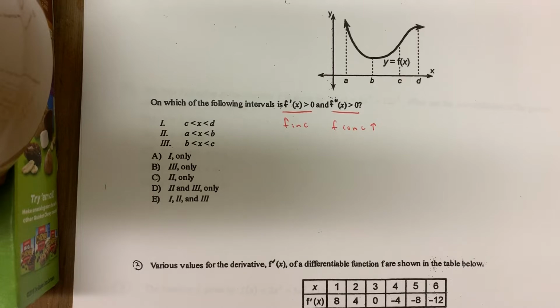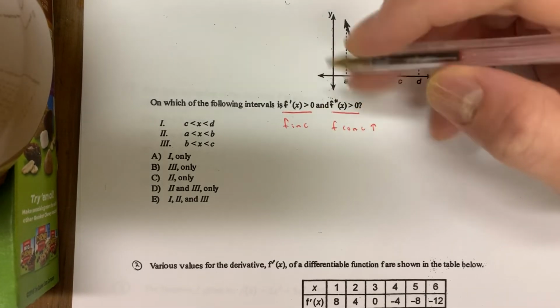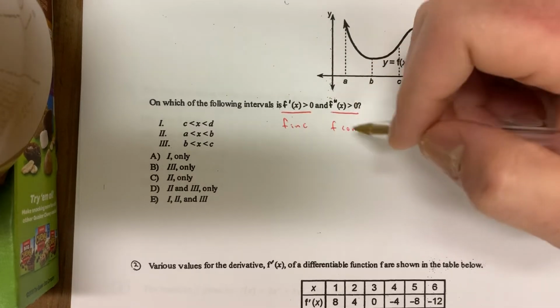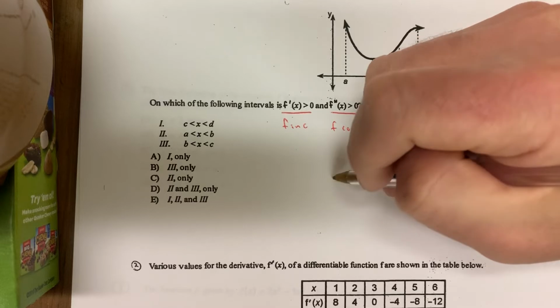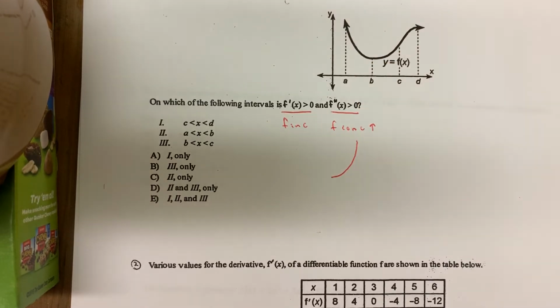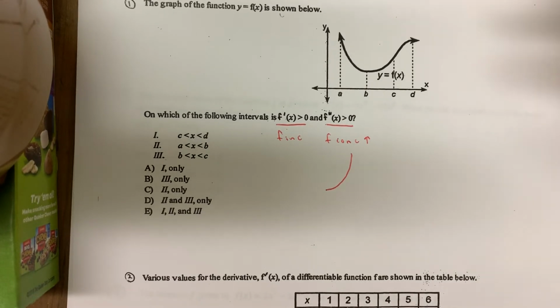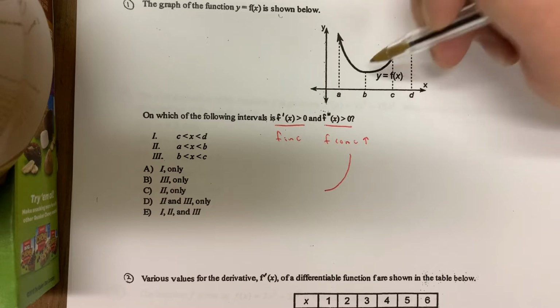So you just really want to look for the intervals on the graph where f is increasing and f is concave up. If you're increasing, you're going up. If you're concave up, you look like a U. So if you're increasing and concave up, you're going to look something like that right there. So really, you just want to see where the graph is doing that. From A to B, the graph is concave up. It looks like a U, but it's decreasing, so that's no good.